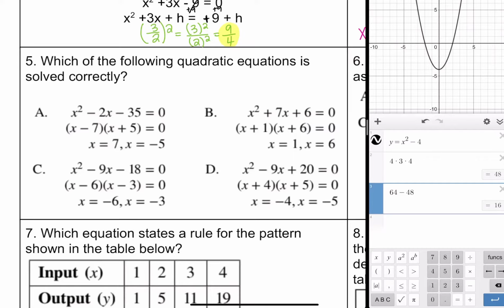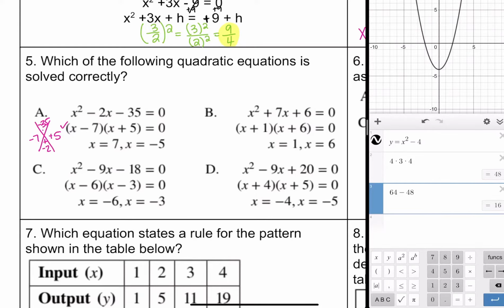So for A, we need two numbers that multiply to be negative 35 and add to be negative 2. And they said that negative 7 and positive 5 does that. Well, it looks like negative 7 times 5 is negative 35, and negative 7 plus 5 is negative 2. So this step, at least right here, is correct.